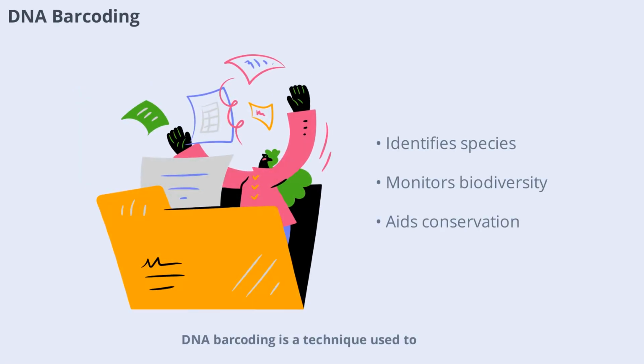DNA barcoding is a technique used to identify species using a short section of DNA. This method helps scientists catalog biodiversity, monitor ecosystems, and detect illegal trade in endangered species. DNA barcoding is a powerful tool for conservation and environmental protection.